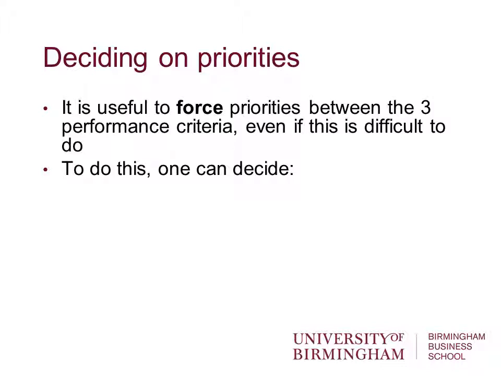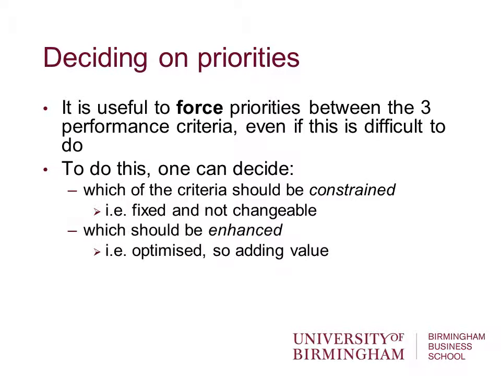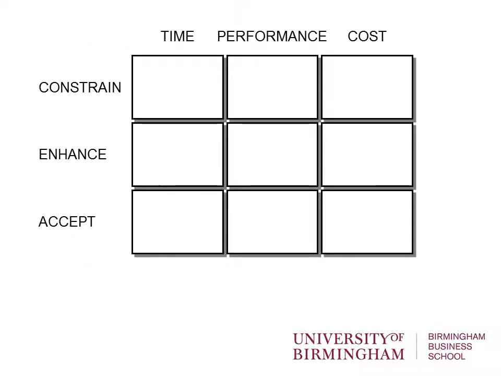Ideally, if you were to ask anyone in project management, they want all three to be optimised. But the reality is we can't optimise them all. So to force priorities, what we do is we decide which criteria of the three can be constrained, or has to be constrained. That it's fixed and not changeable. Which one should be enhanced, optimised to add value, potentially, and which one can we accept some sort of shifting on, so we can tolerate it not meeting the original objectives. So what we end up with is, again, a movable thing. So I've got a couple of examples to illustrate this.